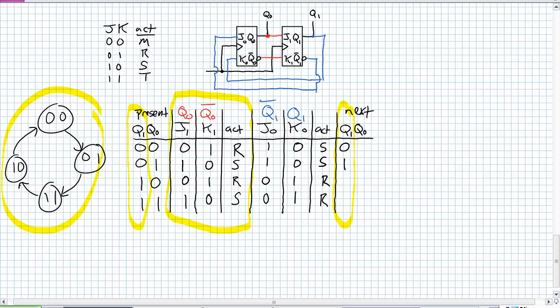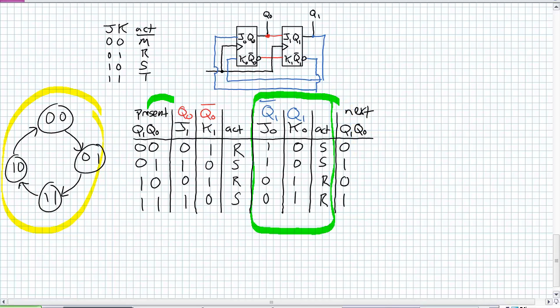If it is a 1, it's being reset to a 0. If it is a 1, it's being set to a 1. Go ahead, do that same analysis for the Q0 inputs. Where are the Q0 inputs? Right there. That action is affecting this present state, and it's changing it to that next state.